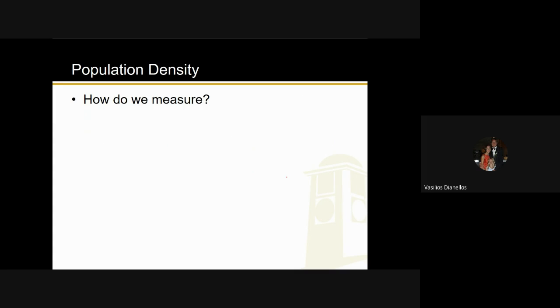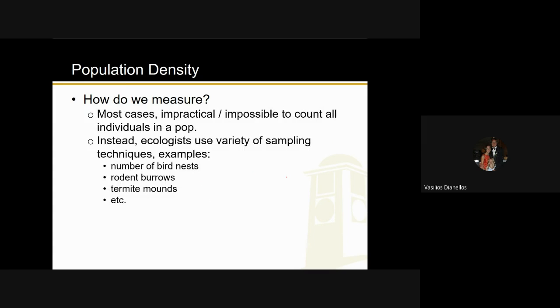All right. How do we measure population density? So for humans, that's pretty easy, right? Well, I won't say pretty easy, but it's very doable. In humans, we have a census, right? And we also keep track of every single human, at least in the United States, every single human that's born, every single human that dies, right? So for humans, it's very doable. But with other species, it gets a little bit more complicated, because in most cases, it's impractical or impossible to count all the individuals in a population.